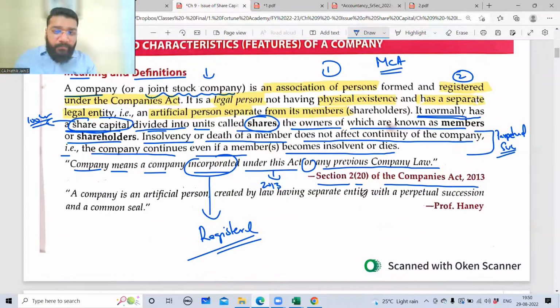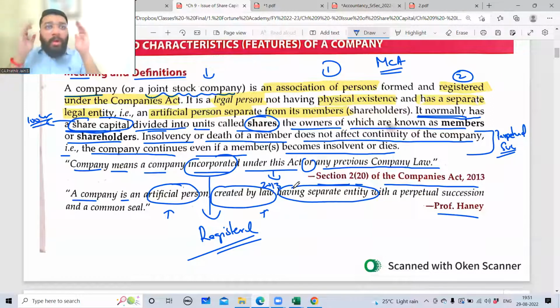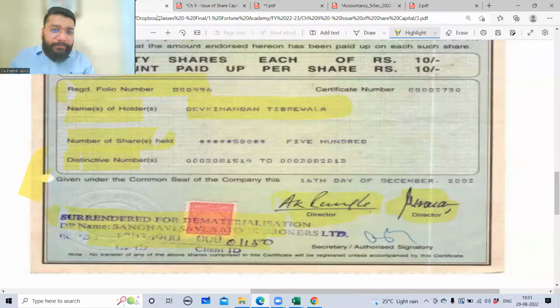Professor Haney has said that a company is an artificial person created by law. So company is an artificial person. Who has created this artificial person? Law. Having a separate legal entity. Separate legal entity means when you do accounting, you have to do it from the company point of view, not from the member point of view. So to have that perspective clear, the segregation was very important. A company is an artificial person created by law having a separate entity with a perpetual succession, which we'll discuss now, and a common seal. What is a common seal?